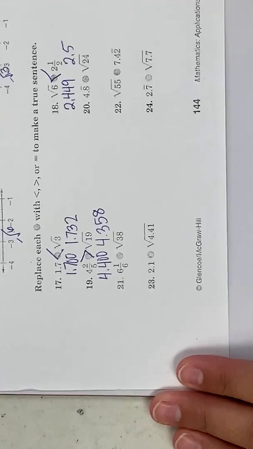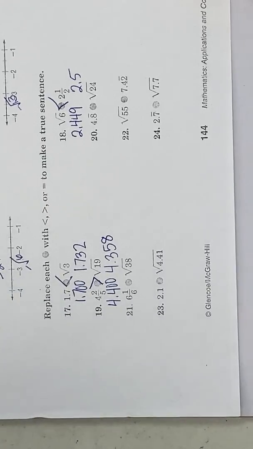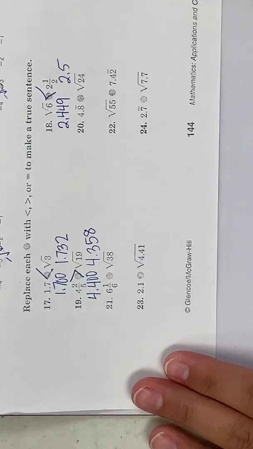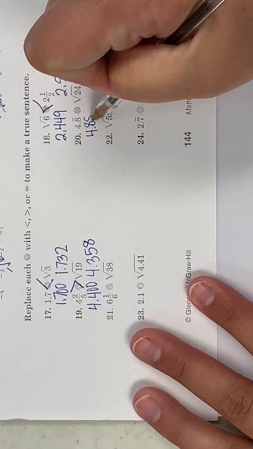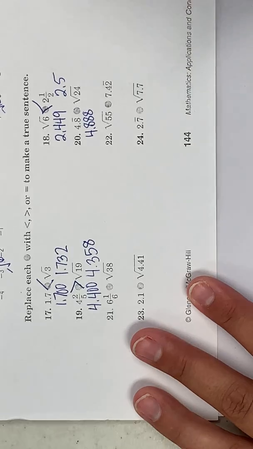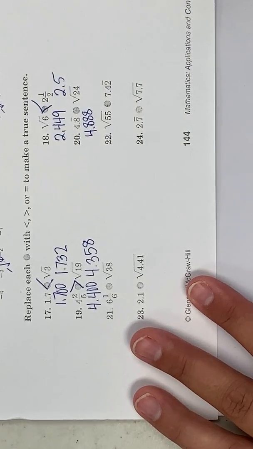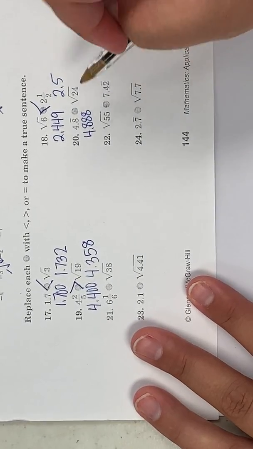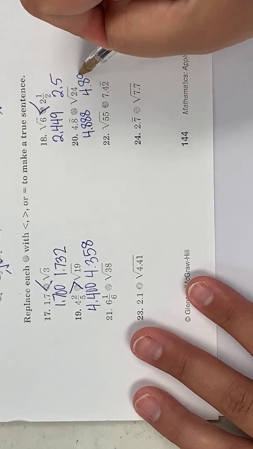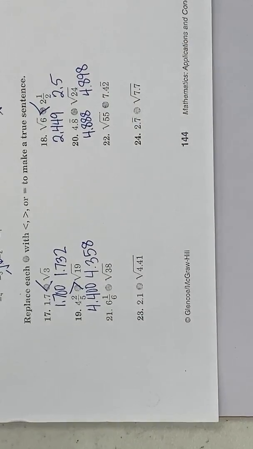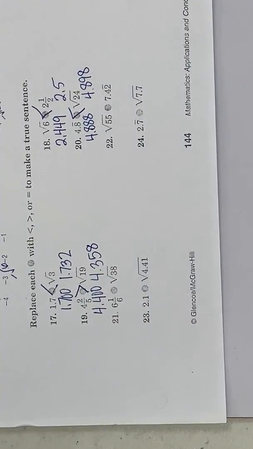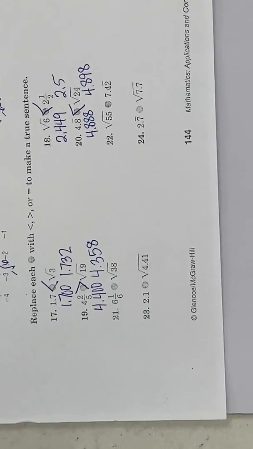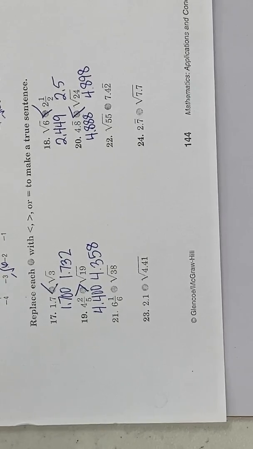I gotta watch where I place this because I'm trying to stay on the screen, but I want to get it bigger for y'all. Okay, so now look at this one. 4.8 repeating, so that's the same as this, right? Square root of 24. What is it? 4.898. That makes a big difference. Which one's bigger? The 898. So the square root of 24 is bigger. They can be that close. So it's important that you make sure that you're putting 3 decimal places to compare.